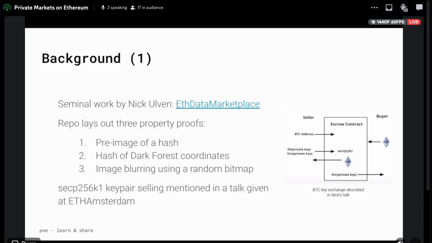He actually gave a talk last year at ETH Amsterdam, where he was describing a setup for selling secp256k1 key pairs, the kind of key pairs that are used on Bitcoin, for instance. It's a very interesting repo, and it was actually a very interesting talk. So go check it out.